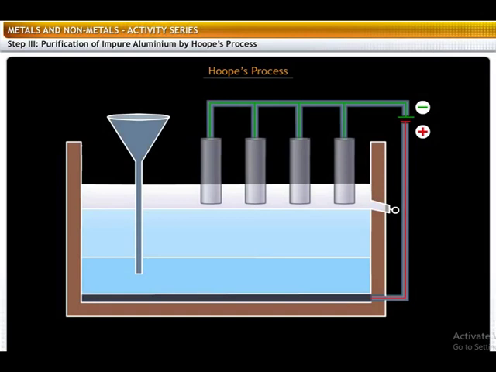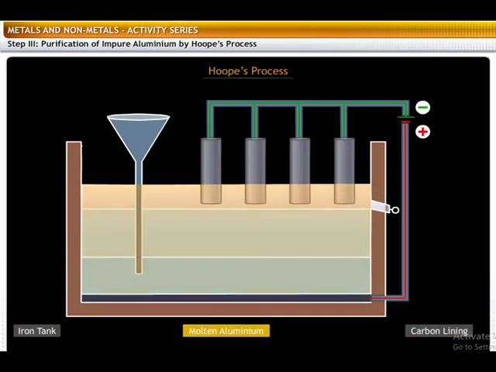The third step is purification of the electrolyzed output from Hall and Heroult's process. This is done by using a cell developed by Hoope. Therefore, the process is called Hoope's process. Hoope's cell consists of an iron tank lined at the base with carbon, and 3 layers of molten aluminium with different densities to prevent their mixing.